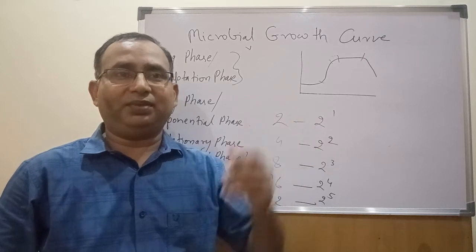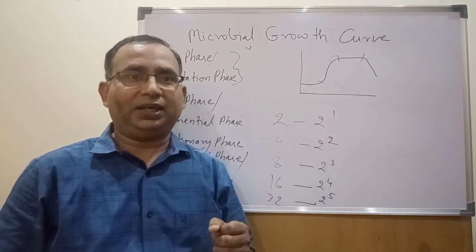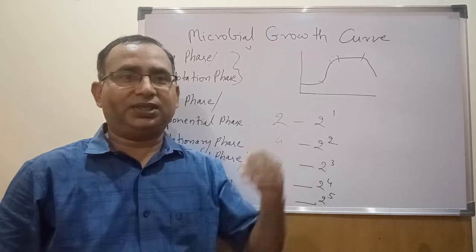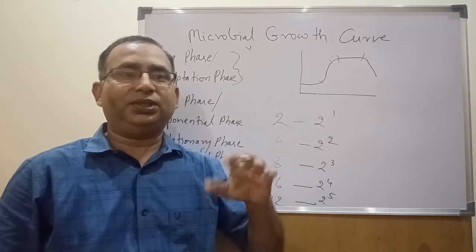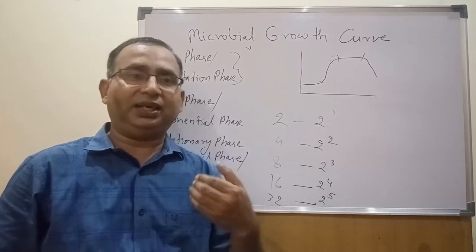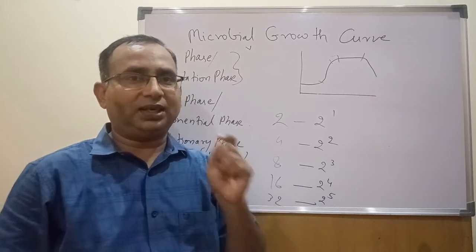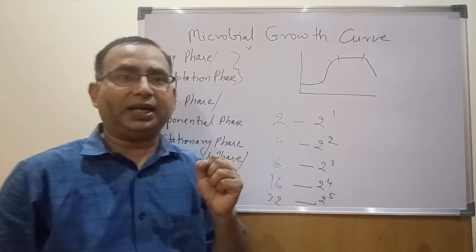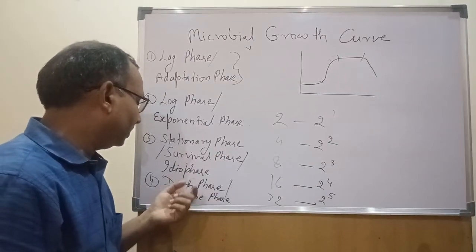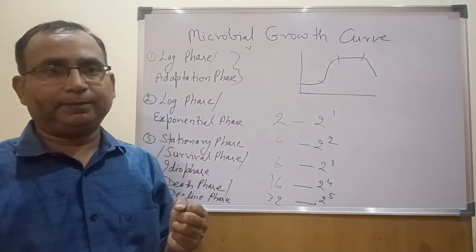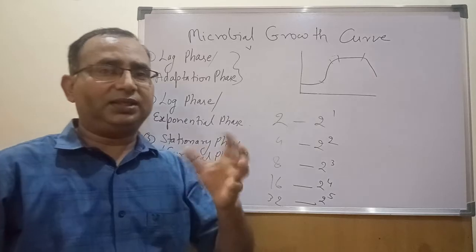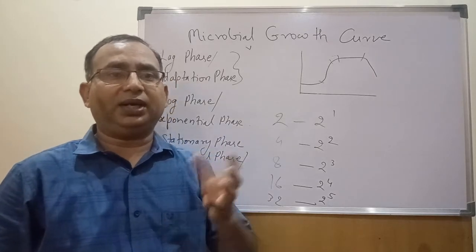That cell has become an idiot and is not synthesizing something for its own utilization, which does not have any function for the cell itself. So it appears that the cell is performing some idiotic activity, and hence this phase is also called idiophase. In fact, the cell is not synthesizing some idiotic compounds.